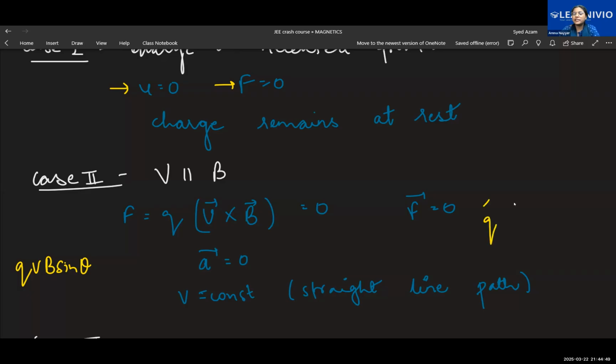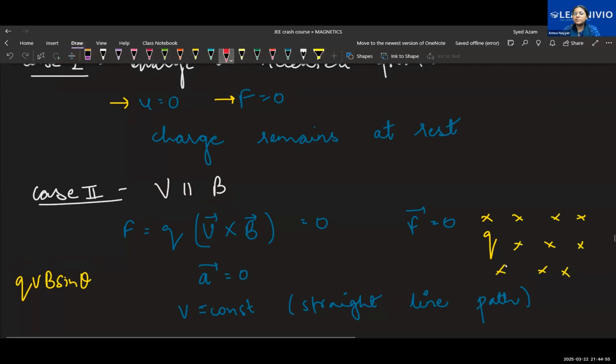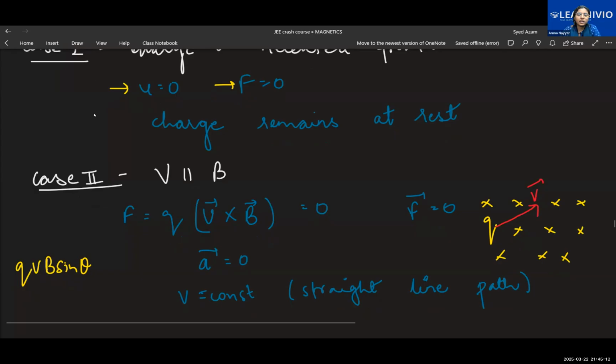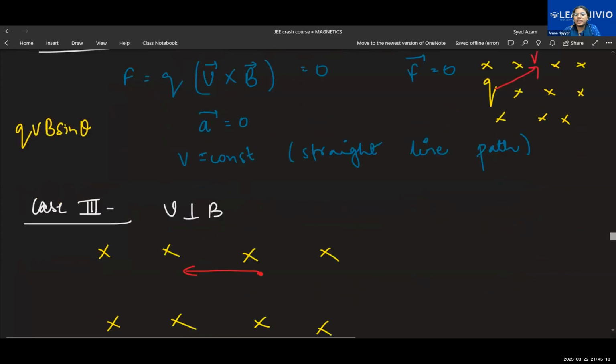If there are magnetic fields present like this, and the charge is moving with velocity parallel to the magnetic field, it means magnetic field is inside, charge is also moving inside. In that case, it will continue to move straight in a straight path. Got the first two cases, right? Yes, ma'am.